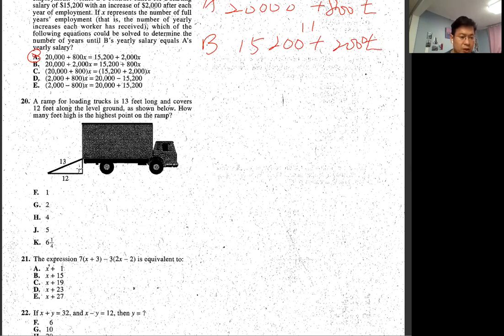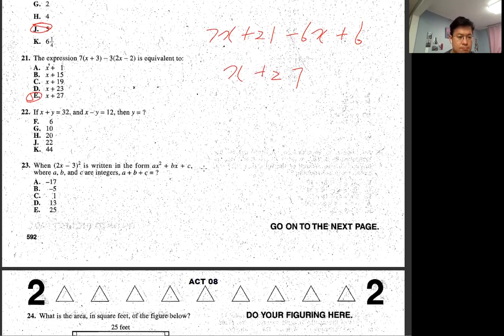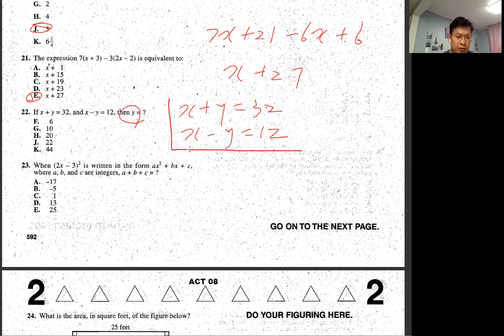Pythagorean theorem, if you do 12, 5, 13, this is a special triangle. I strongly recommend you memorize this. Okay? Distribution 7x plus 21 minus 6x plus 6. X plus 27. Y equals, so x plus y is 32. X minus y is 12. Since we're to get y, we're to get rid of x. Let's subtract. So y equals 20. Y is 10.